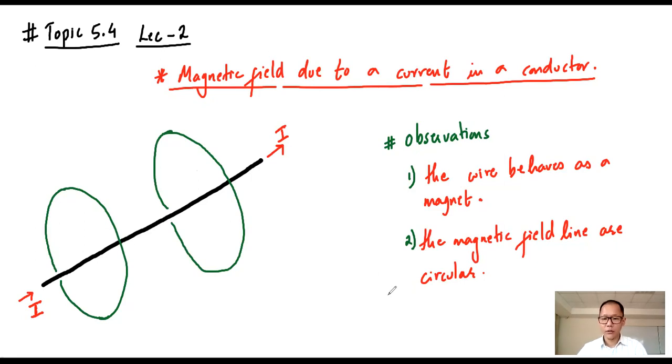Now, the third observation could also be made with respect to the direction of the field. Because it's a magnetic field, it should have a direction, right? So what is the direction of the field? In order to understand the direction of the field, there is a rule that you can use. It's called the screw rule, or you can say the right hand screw rule.